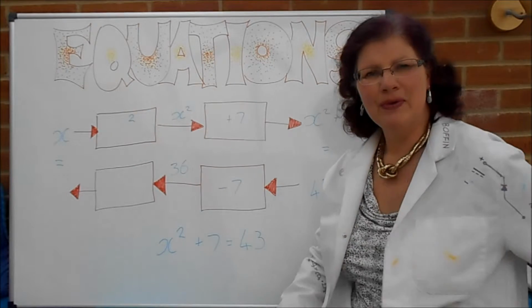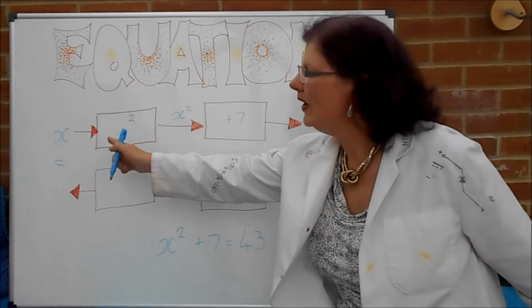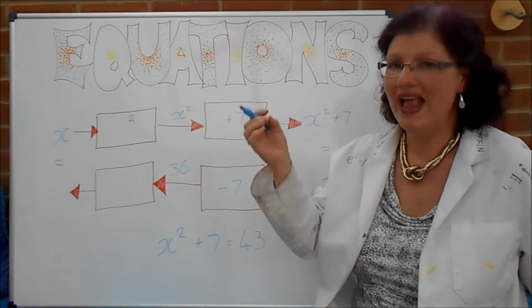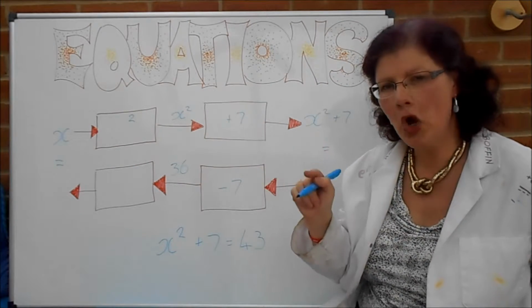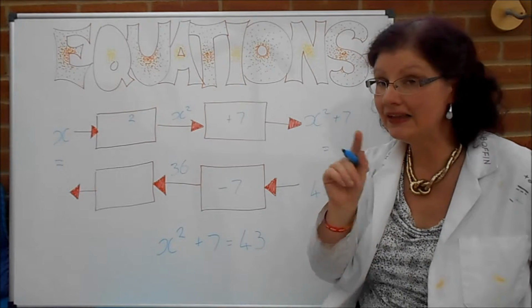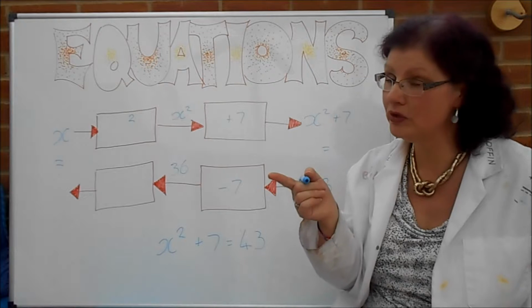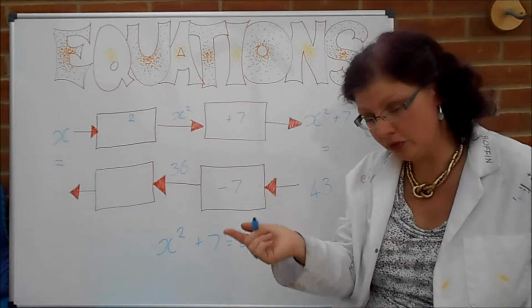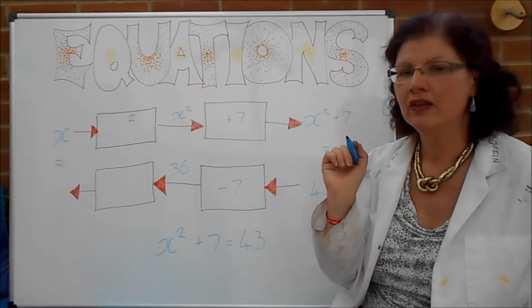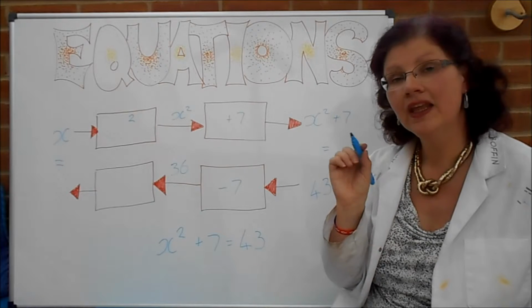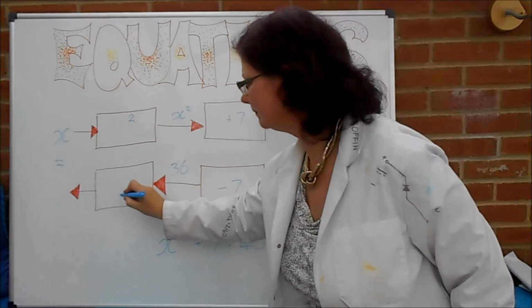Question is, what do we put in that box? On the way in, it was squared. What's the opposite of squared? And it's not divided by 2. Okay, because squared does not mean multiplied by 2. The opposite of multiplied by 2 is divided by 2. The opposite of square is square root.